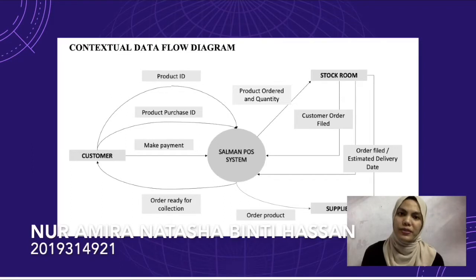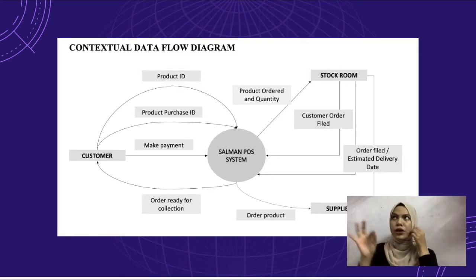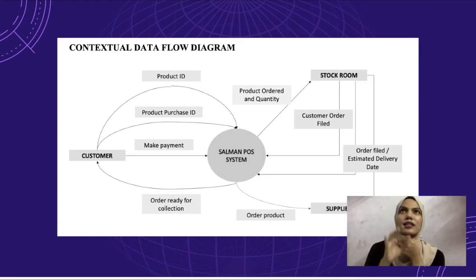So I'll be presenting part 2 question 1 of the PBL, which requires us to make a data flow diagram. I will explain first about the conceptual data flow diagram. Salman has one shop, so this will explain the Salman POS system, the point of sale system. This is about the revenue cycle of Salman.